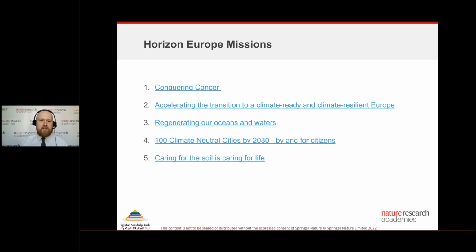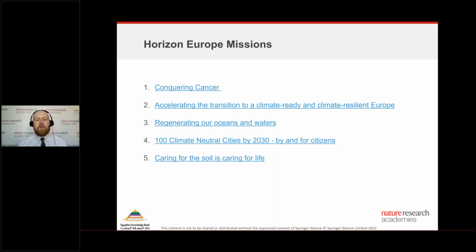So let's have a think about some of the key missions within Horizon Europe. It's important to highlight these, but it's also useful to know that if your research is outside of these key missions, it's likely that you still will be able to find opportunities within the framework. As I said, the framework is very large, but these really are the key missions from Horizon Europe.